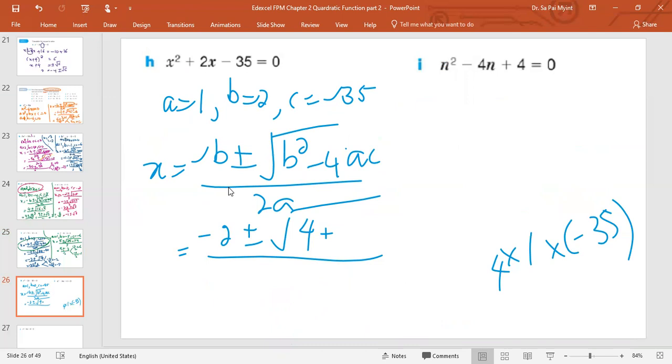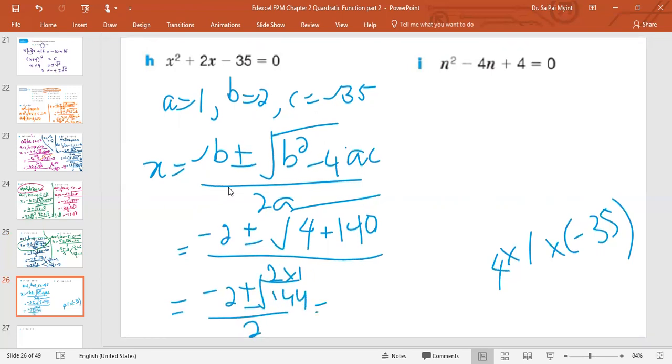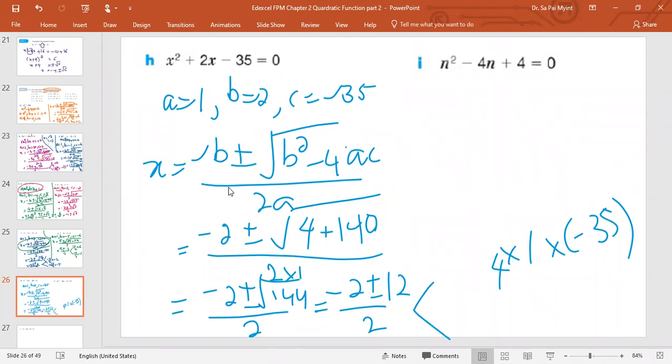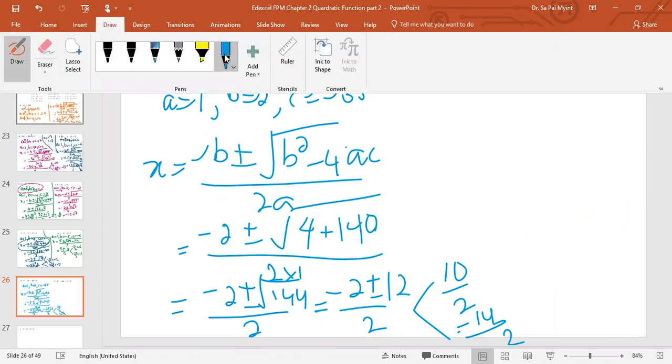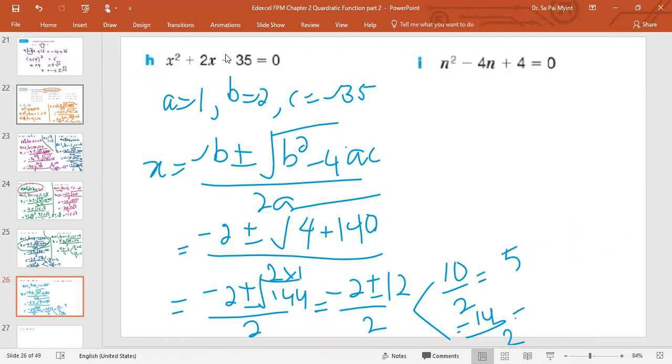4 into 35, what do you get? 35 times 2 is 70, times 2 is 140. So 140 plus 4 is 144. Square root of 144, okay, 2A is 2, A is 1. Minus 2 plus or minus square root of 144, over 2, is equal to minus 2 plus or minus 12 over 2. Minus 2 plus 12 is plus 10, divided by 2. Minus 2 minus 12 is minus 14, divided by 2. 10 by 2 is 5. Minus 14 by 2 is minus 7. This is the solution for H.